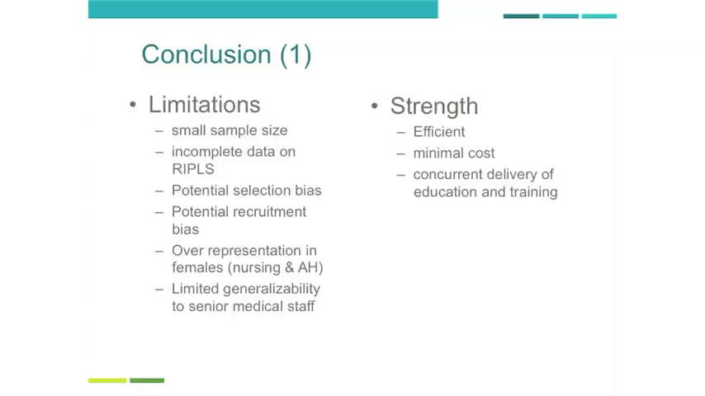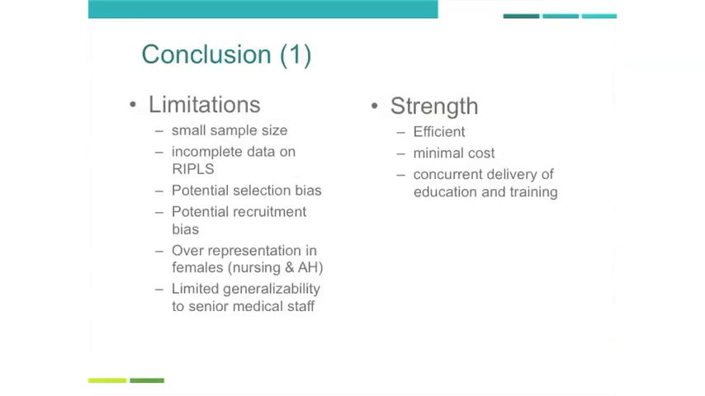In terms of conclusion, limitations of the study include that we have a relatively small sample size. There was a lot of incomplete data in the RIPLS, and I think partly that's because it's a 19-question questionnaire, and it takes people a long time to complete, with competing interests in terms of clinical commitments and the time spent filling out forms while they come to the workshop. Potential selection bias and recruitment bias: they were all volunteers, and the participants were not blinded because it was impossible to blind them in an interprofessional group.